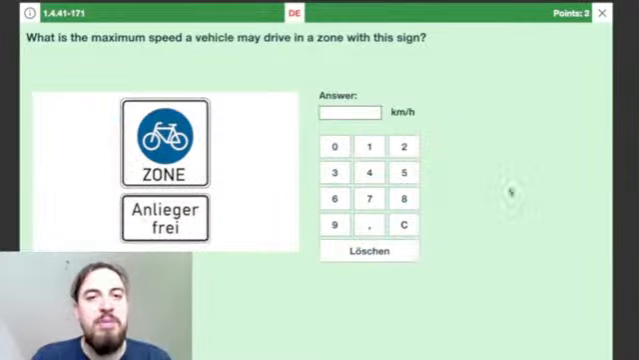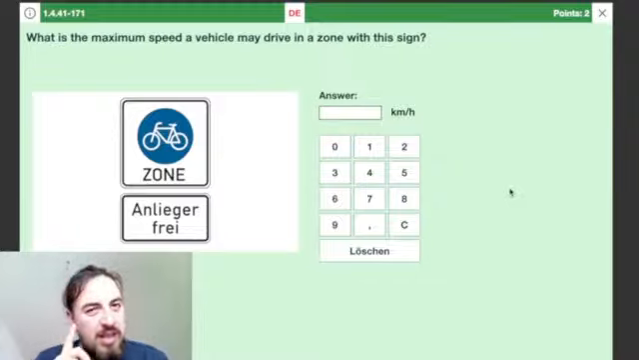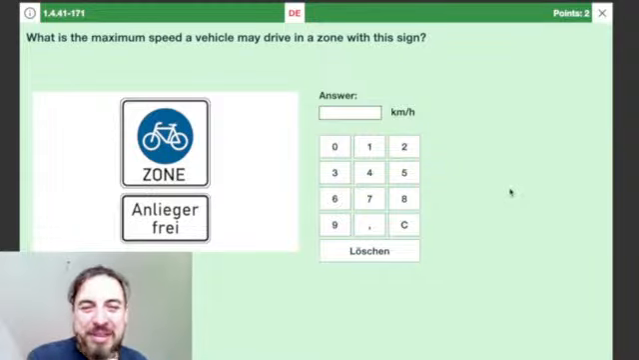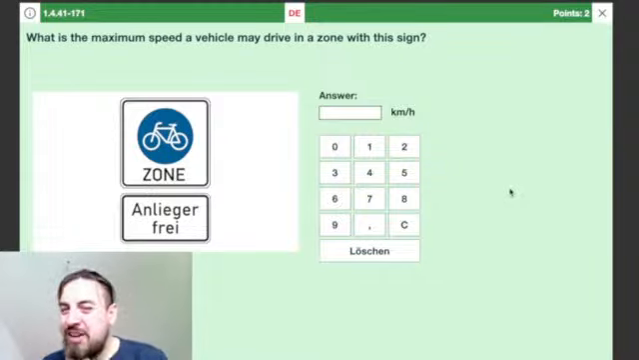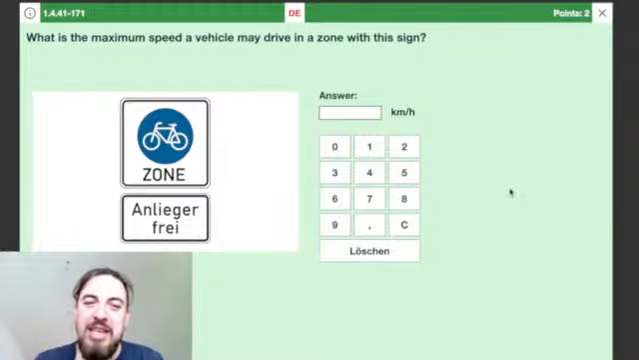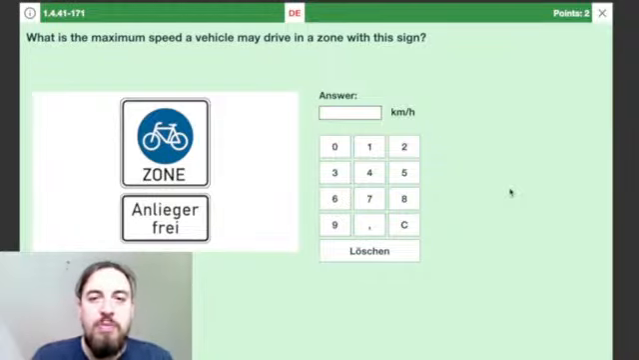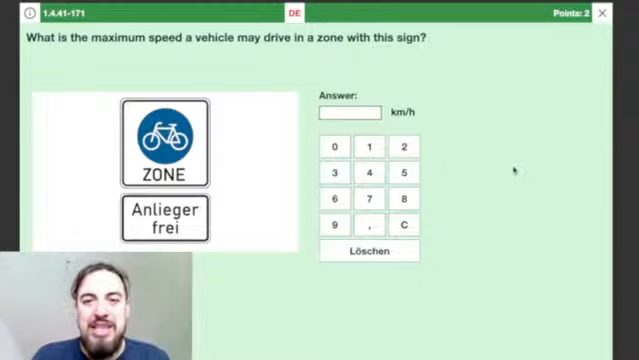What is the maximum speed a vehicle may drive in a zone with this sign? I have told it already. Okay, let's see if you can remember. We are in an Anliegerfrei street and it's a bicycle road zone. Inside of it, if you want to visit someone or if you're living there, your maximum speed is 30.